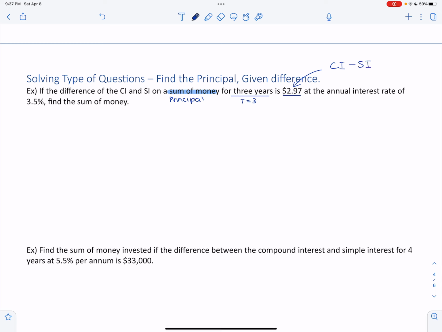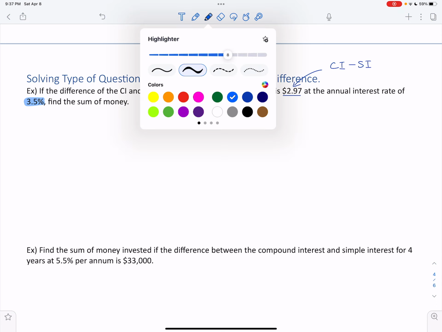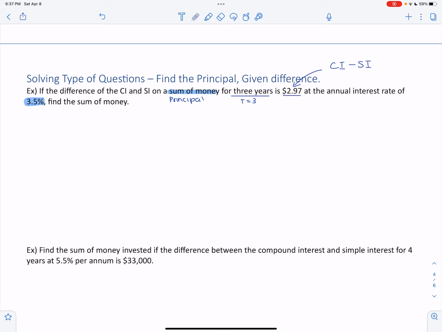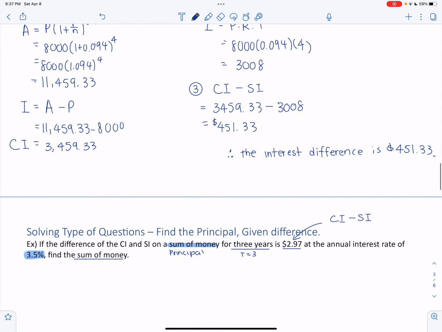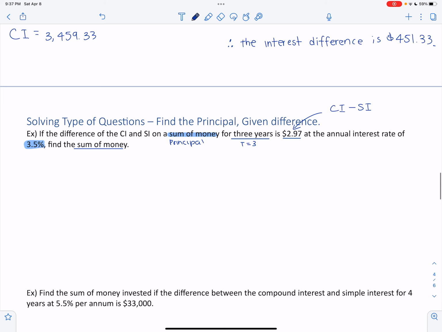The annual rate here is 3.5. So I've got to figure out what my principal is. We're going backwards, right? So we've got to start with step 3. Let's start with step 3. What did they tell us? First, they told us that the compound interest minus the simple interest is $2.97.